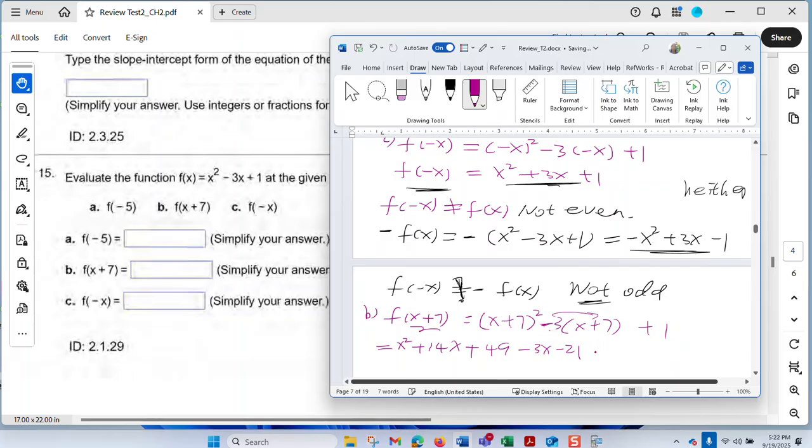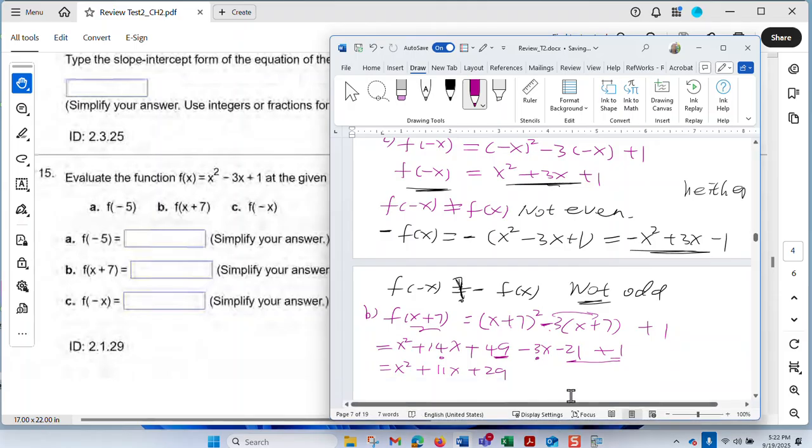Okay, and then these two are like terms. All right, so 14x minus 3x will be 11x, right? And then combine all these three together. Okay, so 49 plus negative 21 plus 1 will be 29. All right, so that will be the whole thing in here, how you do the calculation. Okay, you just have to be very careful when you calculate, right?